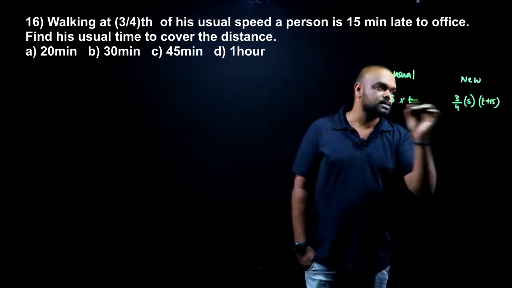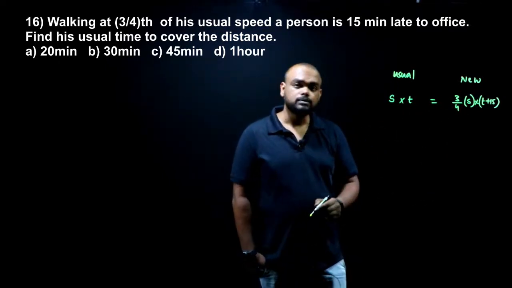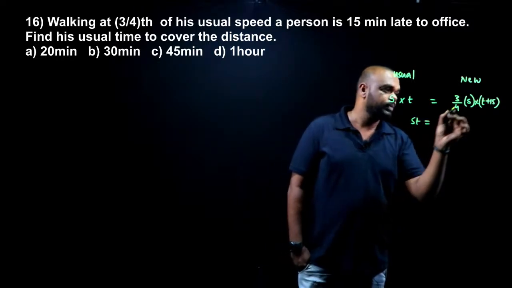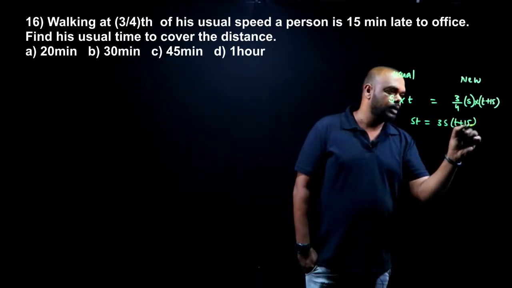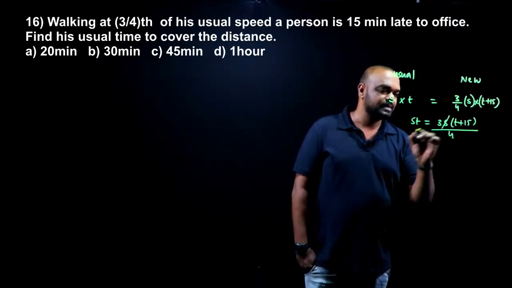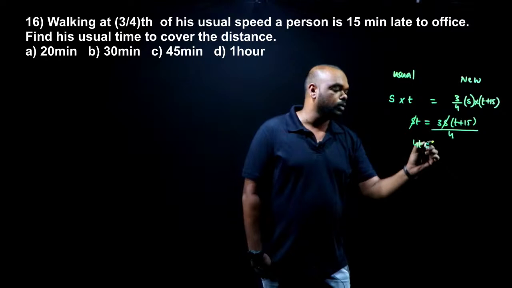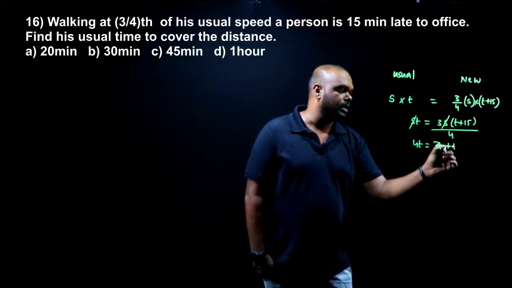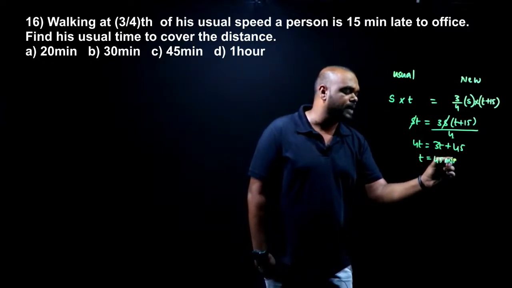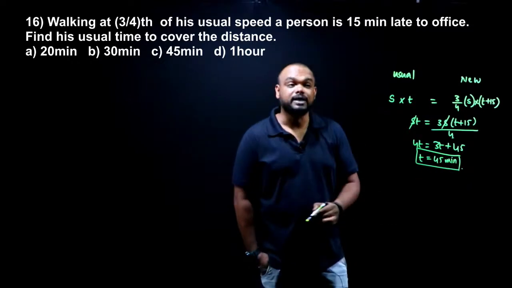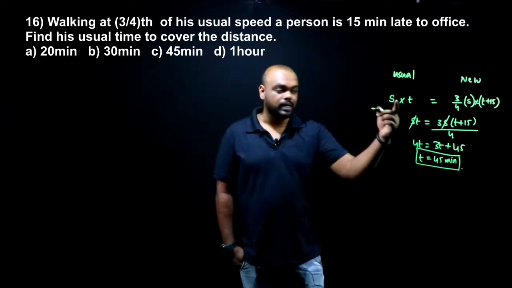Now we know speed into time is distance. In both the cases he is traveling the same distance. So I can equate them. I get st is equal to 3s into (t plus 15) divided by 4. Cancel s. t goes to the other side. t into 4 is 4t. 3 into t is 3t. Plus 3 into 15 is 45. 3t comes this side, so t equals 45 minutes. And that must be our answer. Why? He is asking what is the usual time taken by him. That is t only. t is 45 minutes.